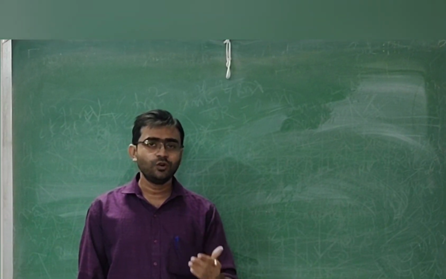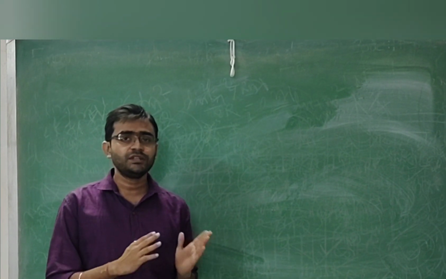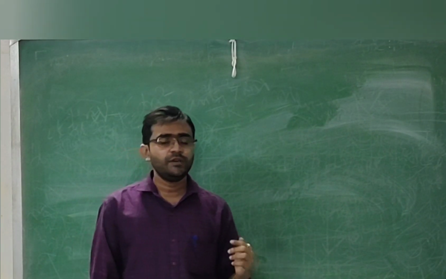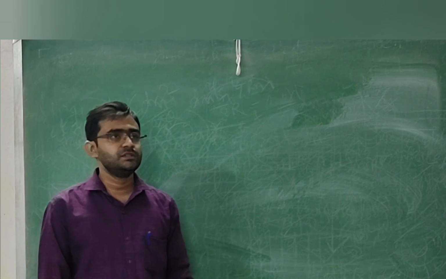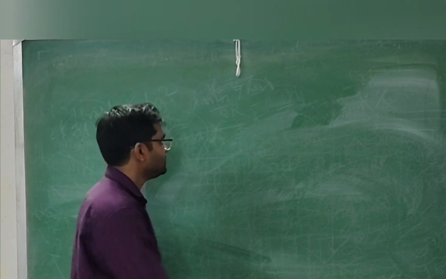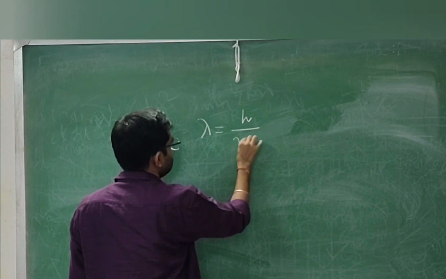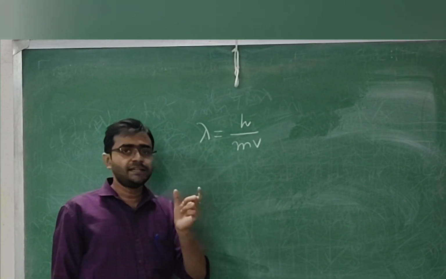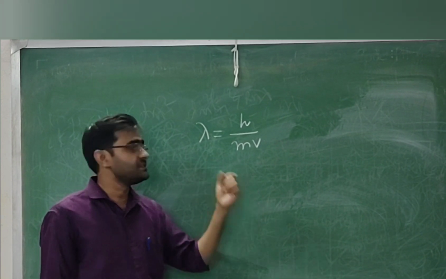So before we go to quantum mechanics, we must learn the difference between classical and quantum mechanics. In your school level, you have had a little flavor of modern physics, where you have studied the concept of the de Broglie wavelength, which, we know, is lambda equals h by mv. The answer to the question, what is the difference between classical and quantum mechanics, lies here.